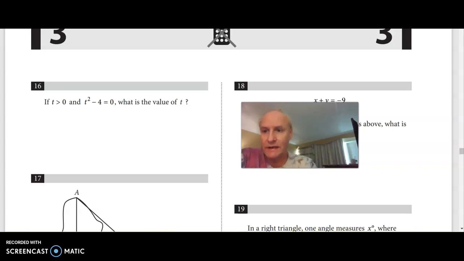What is the value of t if t is greater than 0? Clearly, t is 2. You add 4 and take the square root, and t is 2. I'm not going to talk about how you substitute it into the answer sheet and all that. The main thing you want to do is not put 2.0 or 2.00.